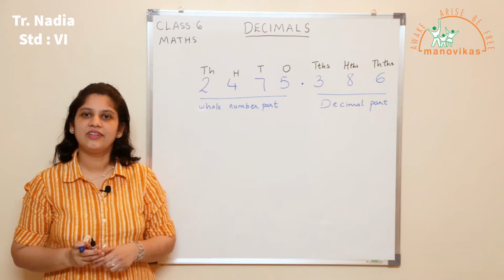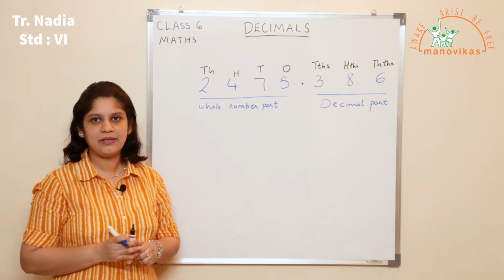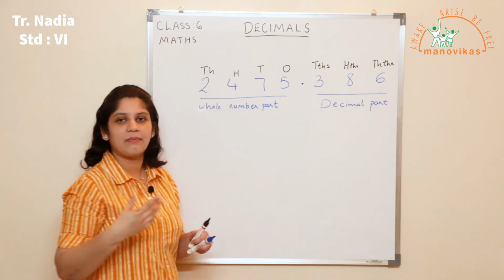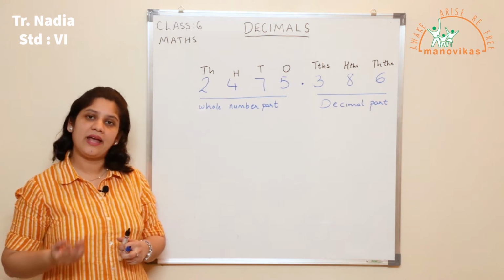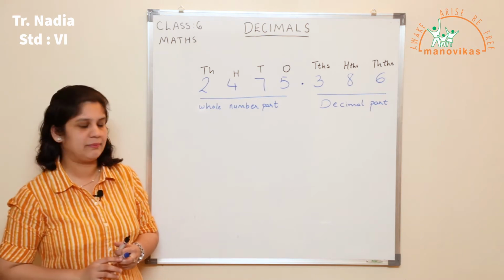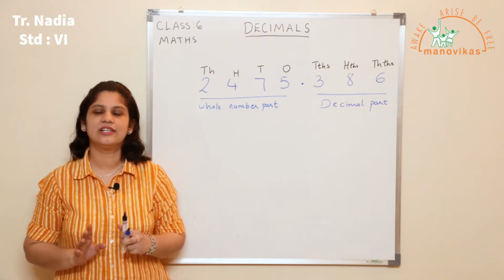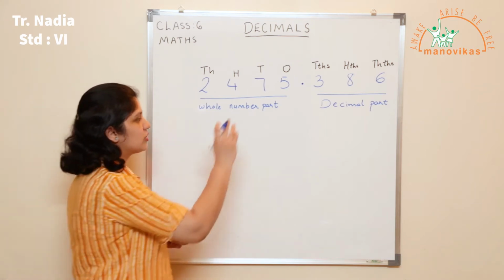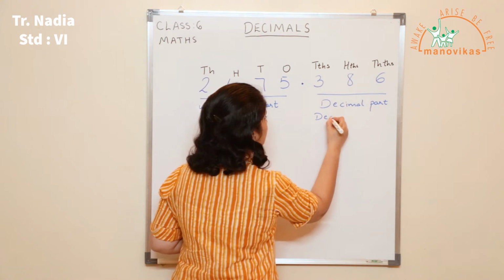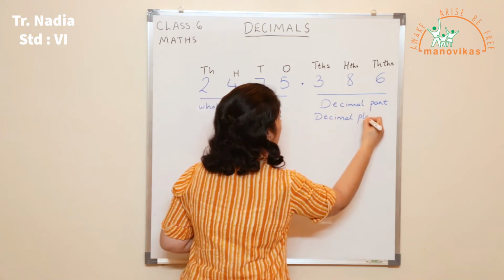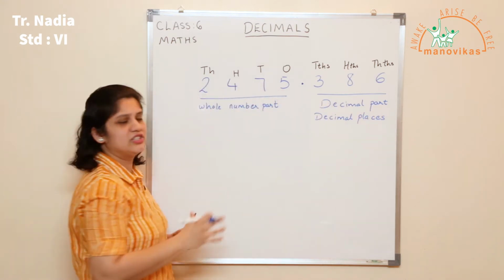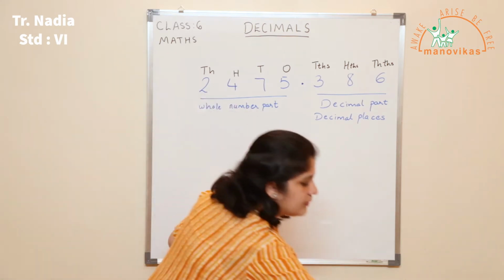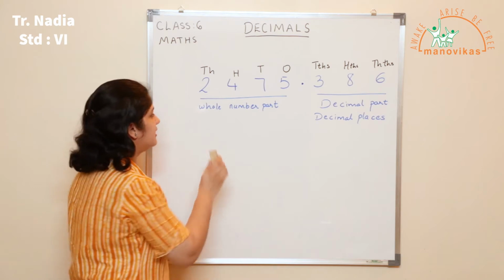Now the decimal part, we count the digits, we call them decimal places. Now in this number, there are 3 decimal places. Sometimes the number may have 1 decimal place, it may have 2 decimal places or 3 decimal places. It may even go further, but in your syllabus, in the 6th standard, you are going to learn up to 3 decimal places. So whatever number of digits you have after the decimal point, those are your decimal places. Okay? So you all understood which is the whole number part, which is the decimal part.